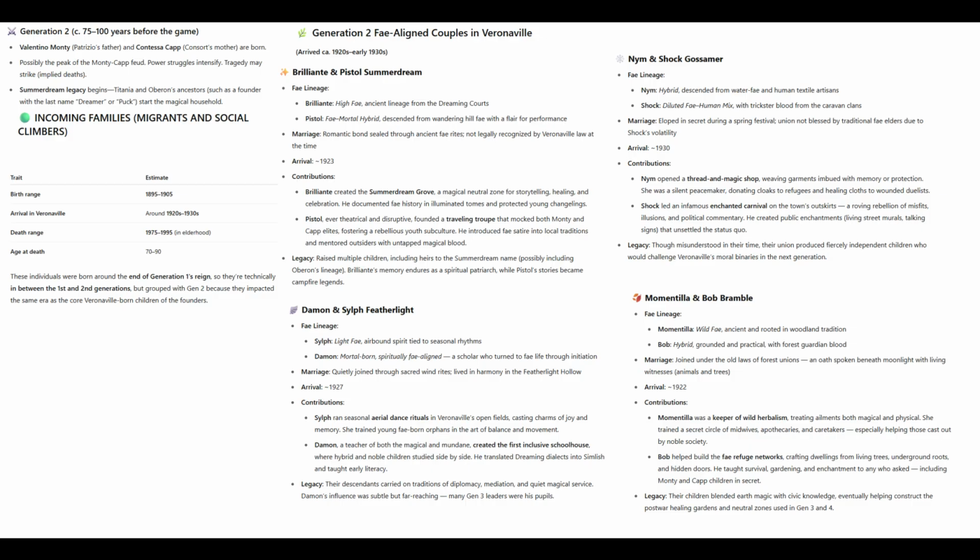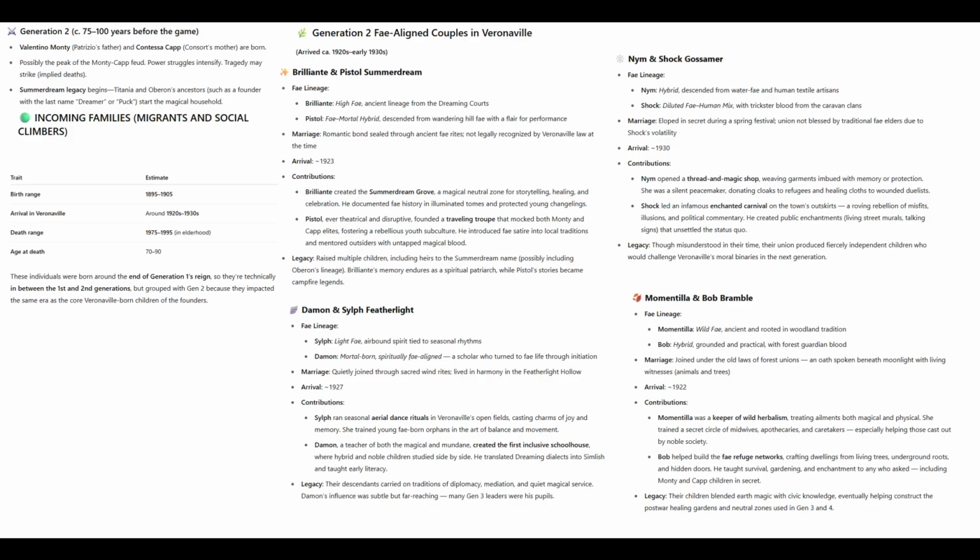Contributions. Momentilla was a keeper of wild herbalism, treating ailments both magical and physical. She trained a secret circle of midwives, apothecaries, and caretakers, especially helping those cast out by noble society. Bob helped build the Fae refuge networks, crafting dwellings from living trees, underground roots, and hidden doors. He taught survival, gardening, and enchantment to any who asked, including Monty and Cap children in secret. Very interesting, and I guess it shows that the Monty and Caps weren't blind to what the Summer Dreams were.